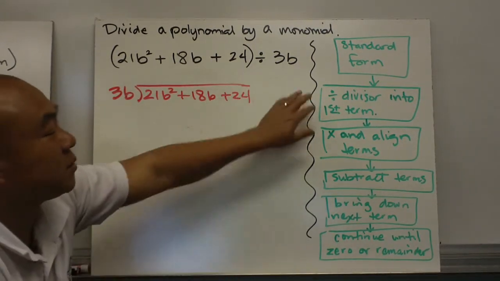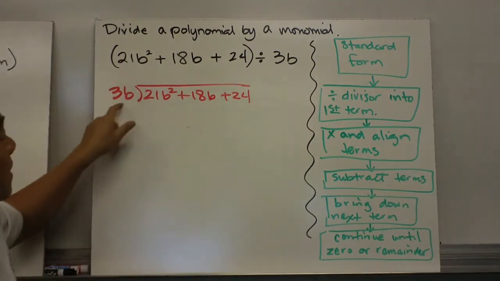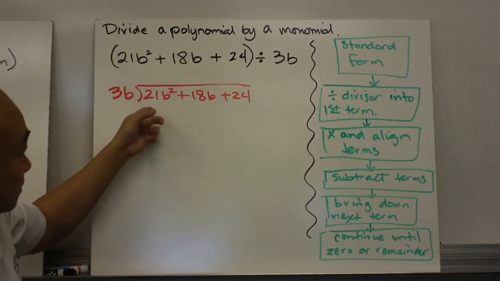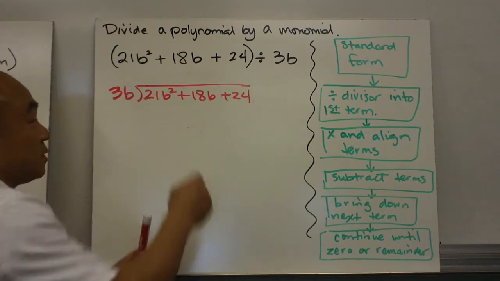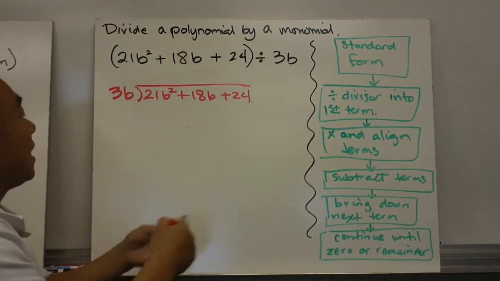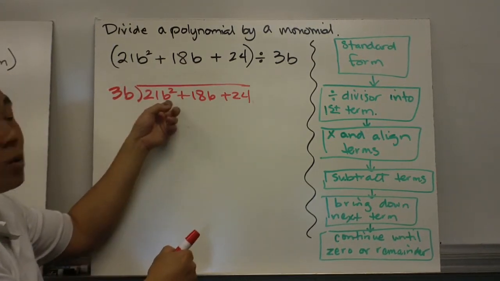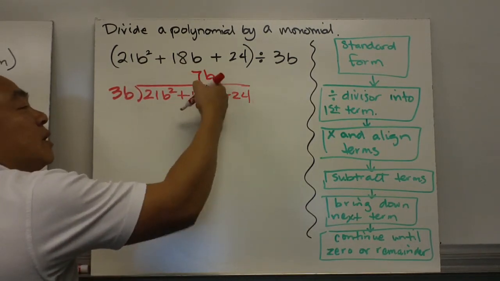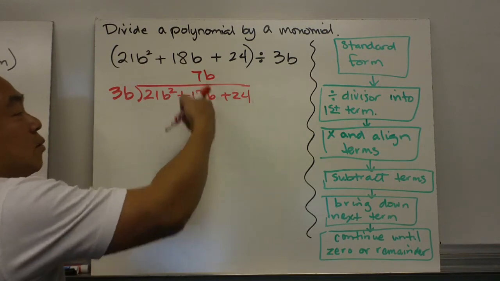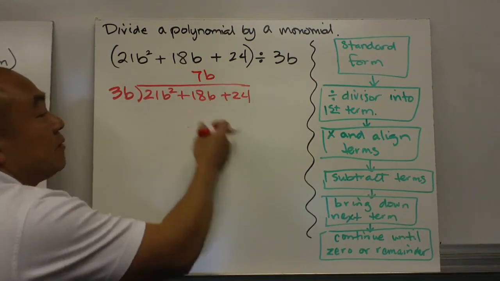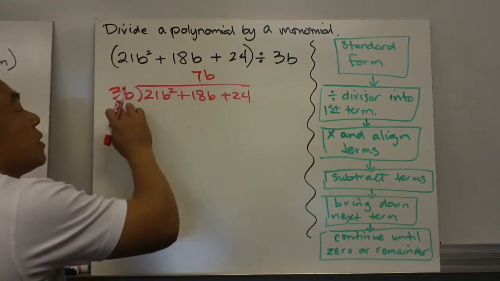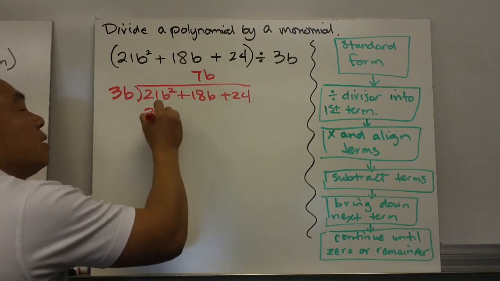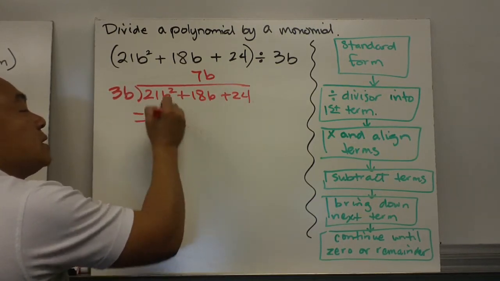Alright, so the first thing that we're going to do here is divide 3b into the first term. Now, 3b goes into 21 7 times, and of course the b goes into that 1 time as well. So you need to have 7b. And notice that I put 7b on here, because we're aligning everything else that we have. So we're going to multiply 3b times 7b. That gives me 21b squared, which now I'm able to subtract.